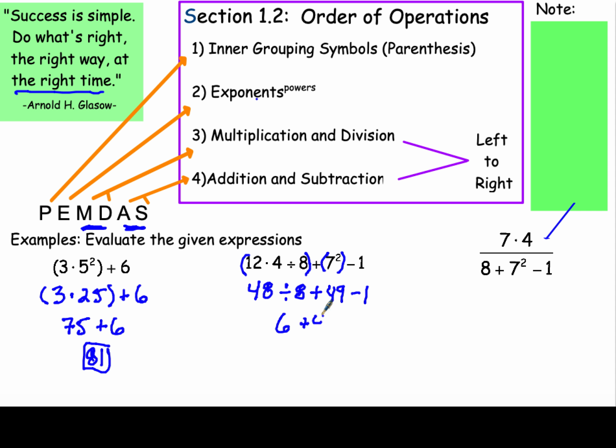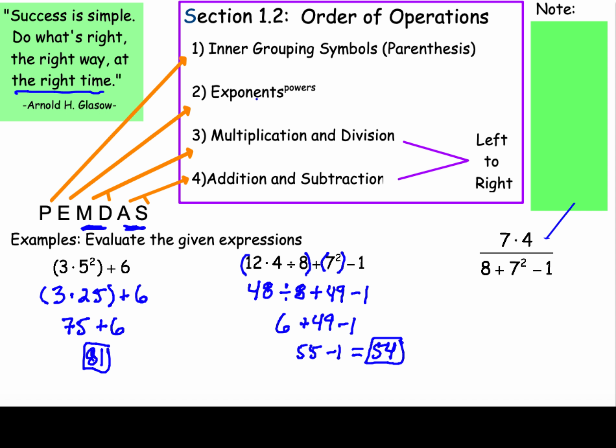I can still say adding on 49 minus 1. And again, here's that left to right rule. We have addition and subtraction. So 6 plus 49 would be 55 minus 1 for a grand total of 54. And we get our nice answer there.